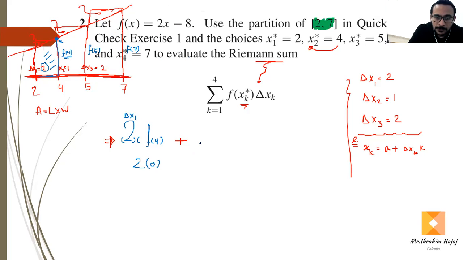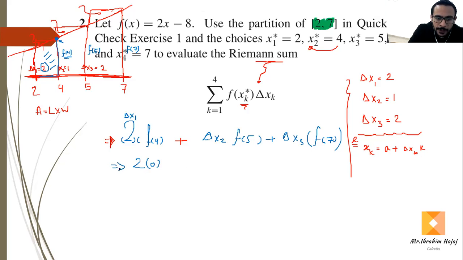Mr., why did you substitute with f of 4? The height of the rectangle. Right. The height itself is f of 4. Then f of 5 times what delta? Delta x2 times f of 5, plus delta x3 times what? f of 7, which is the height.